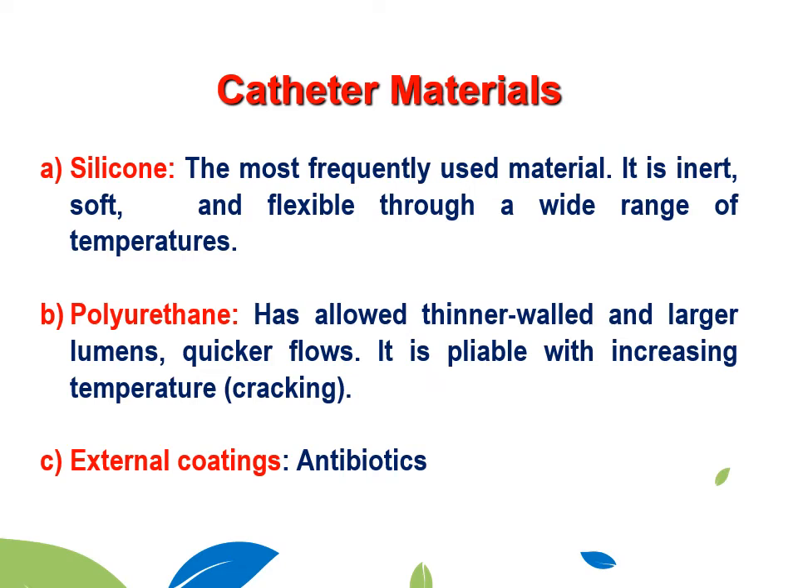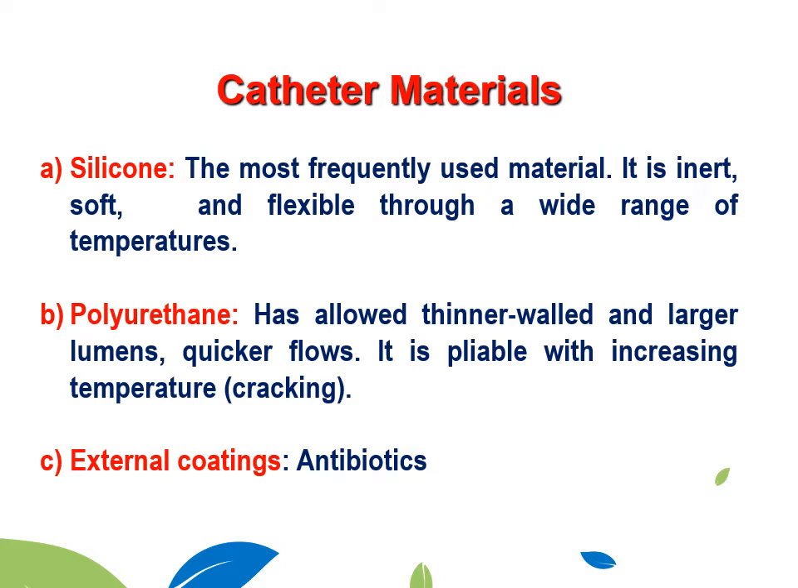Catheters are usually made of silicone. Till now, silicone is the most frequently used material as it's inert, soft, flexible, and it can tolerate different types of temperature. At one time, they tried to invent another catheter using polyurethane material, as polyurethane allowed a wider lumen since it has a thinner catheter wall. So it can provide quicker flow and shorter dialysis duration.